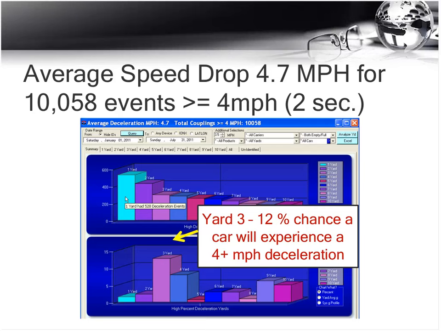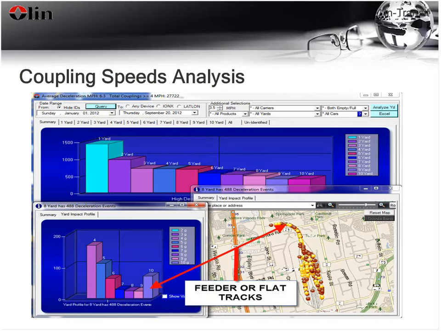And in this case, we can look at a percent likelihood that a car will experience a 3.5 mile per hour coupling event or higher in any one of these yards. And I can tell you that in yard number 3, there's a 12% chance that a car will experience a 4+ mile per hour deceleration event. So again, by looking at a yard's hump speed profile, you can get an idea of what might be happening.